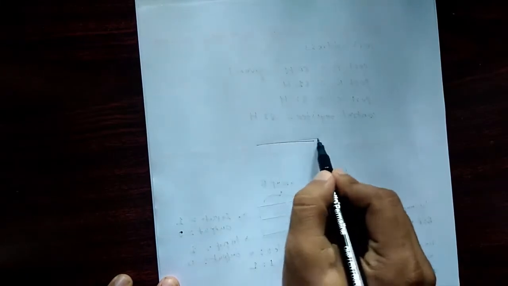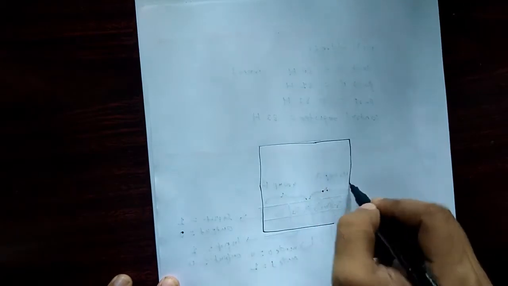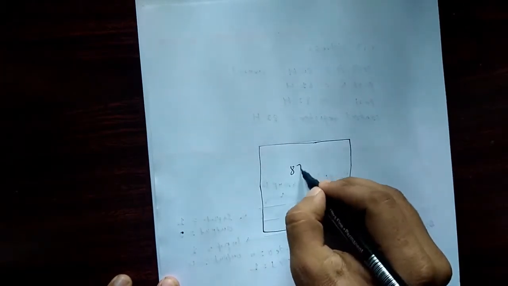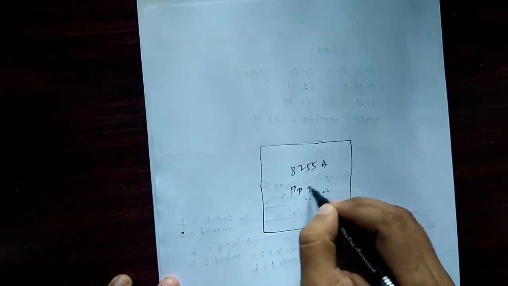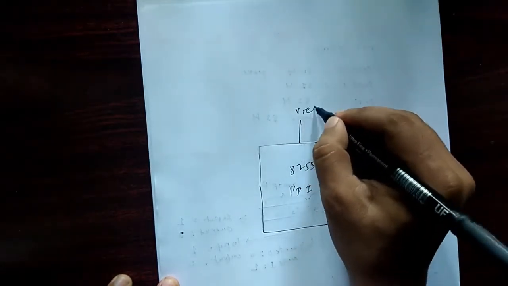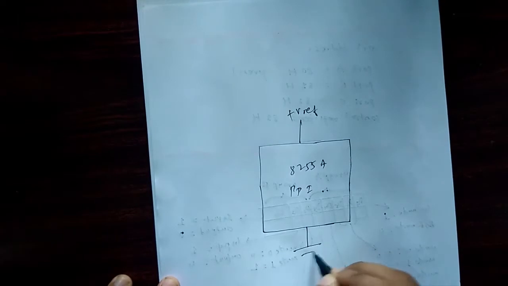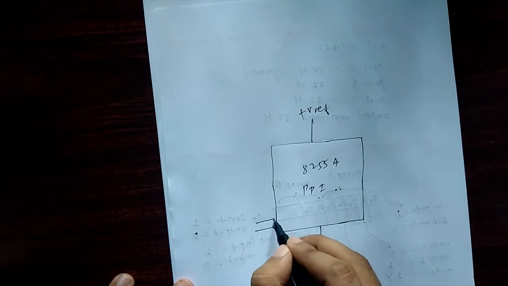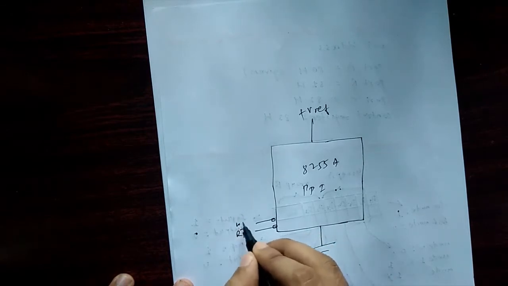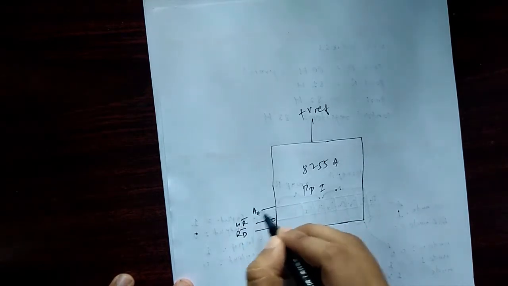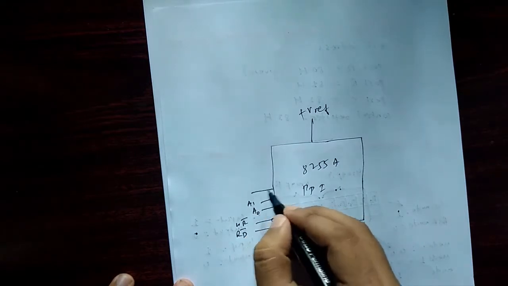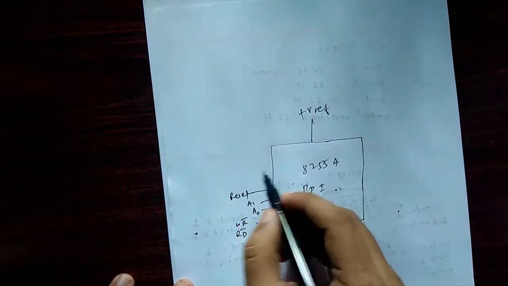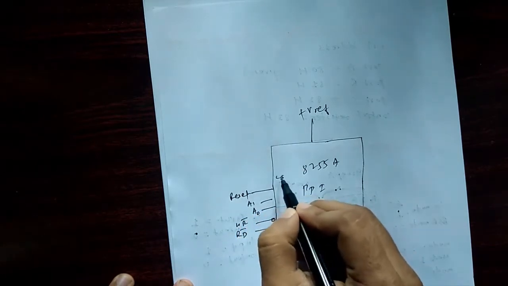So the schematic diagram of 8255 PPI looks like this. This will be the reference, this will be ground, and these are the common active low signals. So read, write, and then A0, A1, and then reset. And then we have chip select.